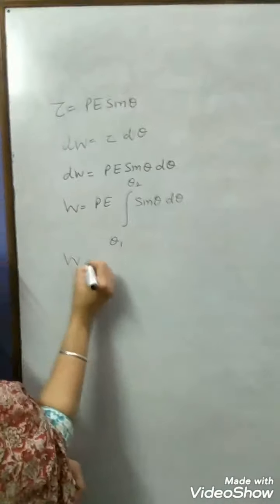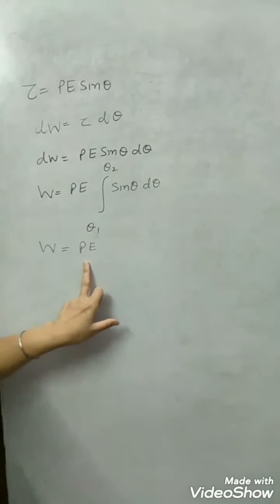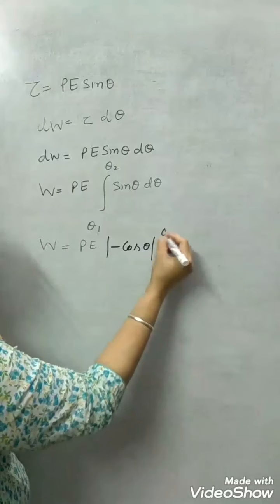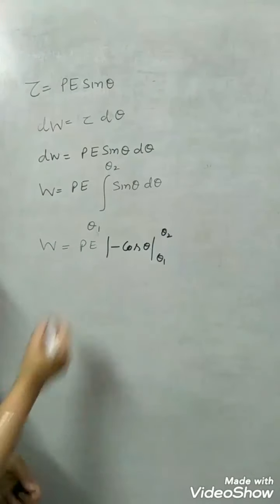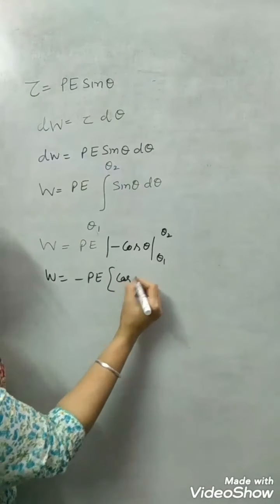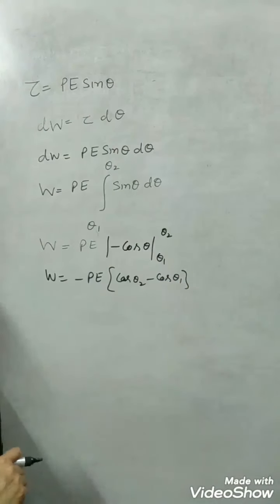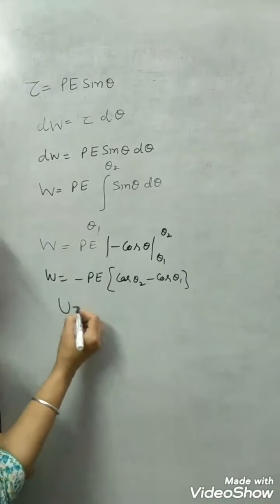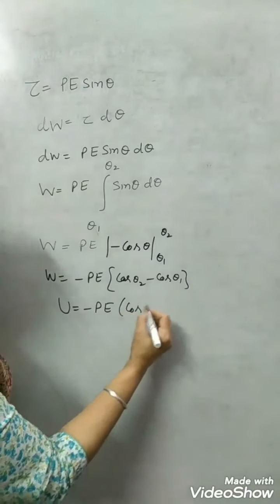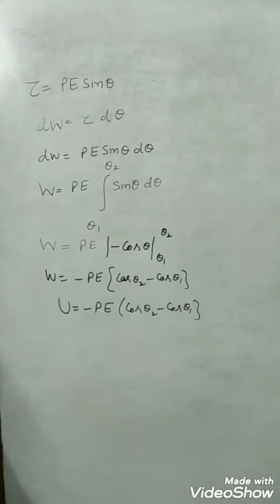So the work done is PE, and the integration of sine theta is minus cos theta, from theta 1 to theta 2. The work done is minus PE times (cos theta 2 minus cos theta 1). This work done is stored as the potential energy of the electric dipole, the electric potential energy of the dipole.